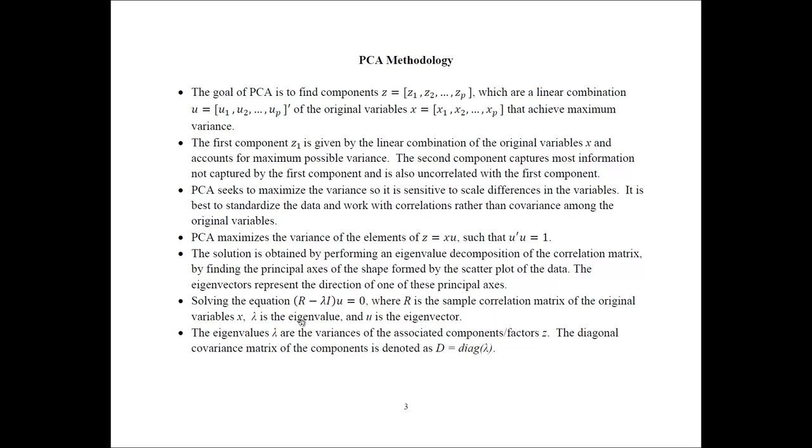So we would be solving the equation (R minus lambda I) u equals 0, where I is the identity matrix. And this R would be the sample correlation matrix of the original variables x. This lambda right here is called the eigenvalue, and u would be the eigenvector. And so these lambdas are the variances associated with the components or the factors. And the diagonal covariance matrix of the components, we would denote with a D, a diagonal of lambda, and these would be reported in the results as the eigenvalues.